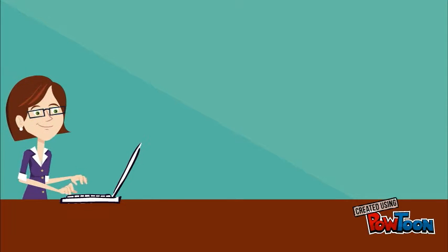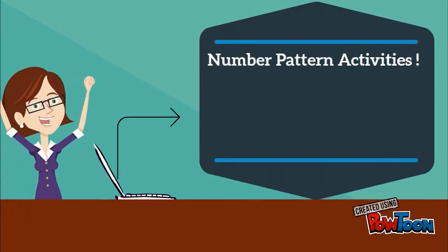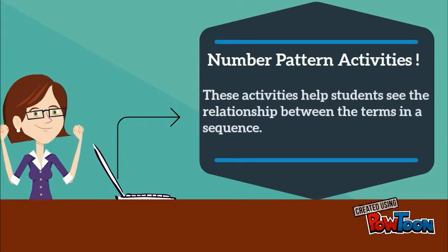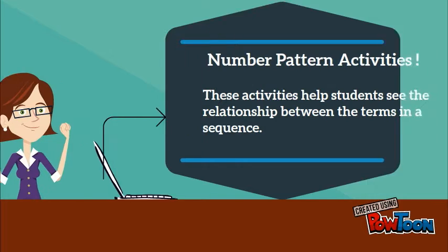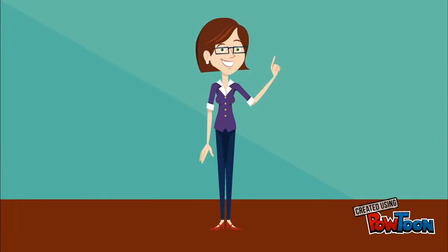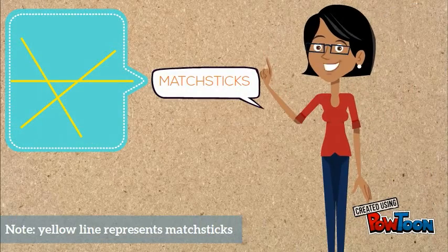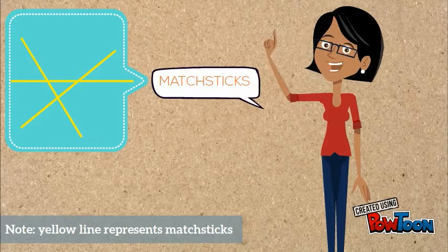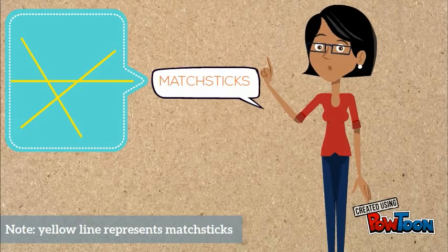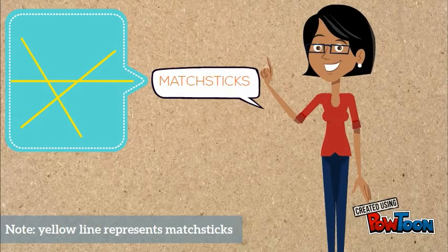One technique is to formulate algebraic thinking through number pattern activities. These activities help students see the relationship between the terms in a sequence. This is because relational thinking is quite important in algebra later on. We will use matchsticks in our example, but feel free to use any concrete object in your demonstration to your students. This helps students follow your lesson more easily and better formulate a mental image of the problem.